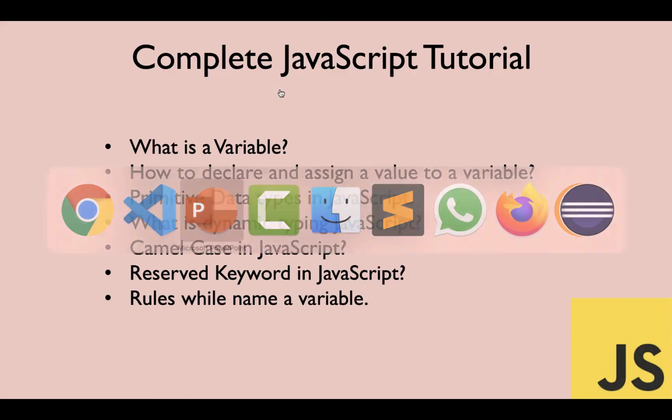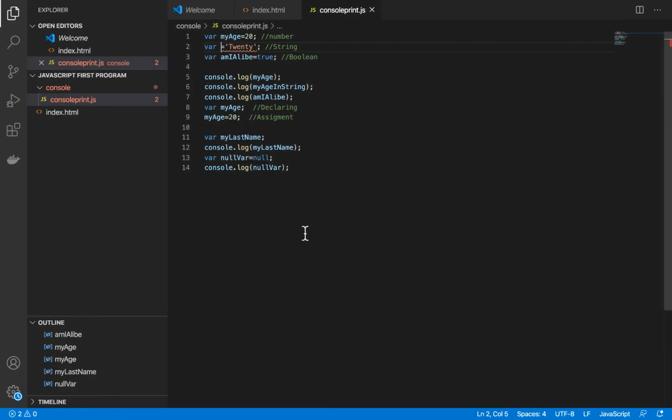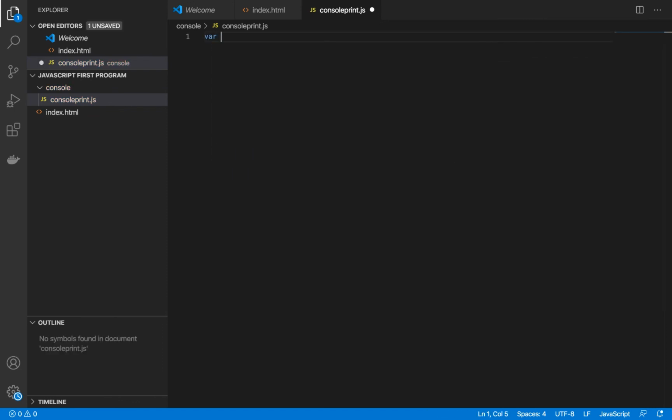And the last one is the rules while naming a variable. This is also important for those who are new to coding. Let's say I'll just clear this. Let's say I'm giving myAge again, and I gave 10, the same example. You can see as of now I'm not getting any compilation error. But if I give something like my space /age, you can see there is an error coming over here which says unterminated regular expression literal, which means there are certain rules to define a variable.